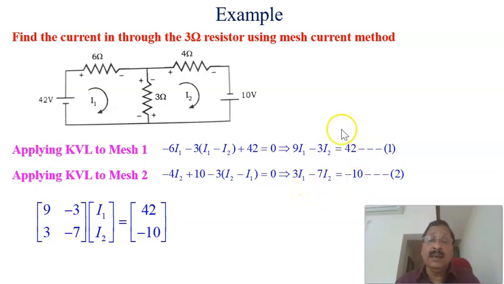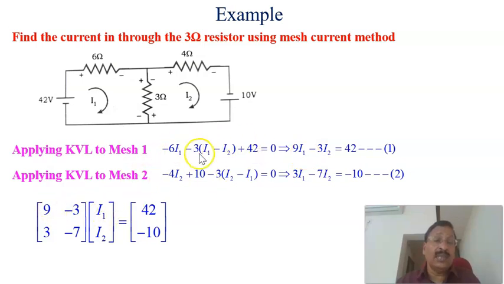or 3 I1 minus 7 I2 equal to minus 10. Therefore, we have got two equations, mesh equation 1 and mesh equation 2. We can solve these two mesh equations and get the unknown mesh currents I1 and I2. From that, we can calculate the branch currents, for example the current corresponding to the 3 ohm resistor equal to I1 minus I2. Therefore, we write the equations in matrix form.